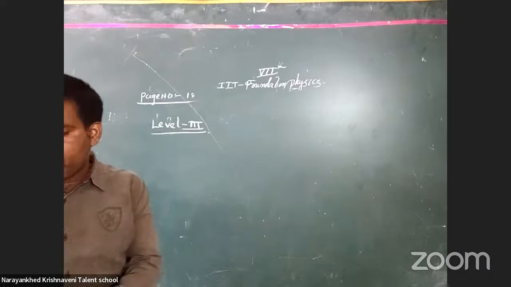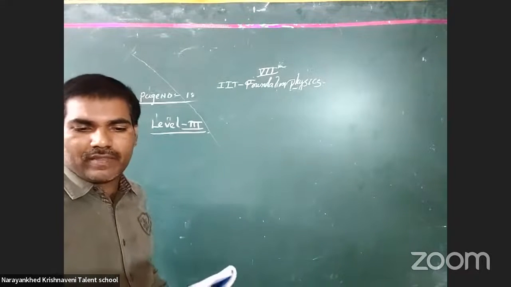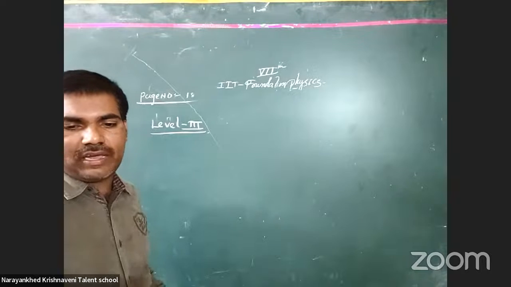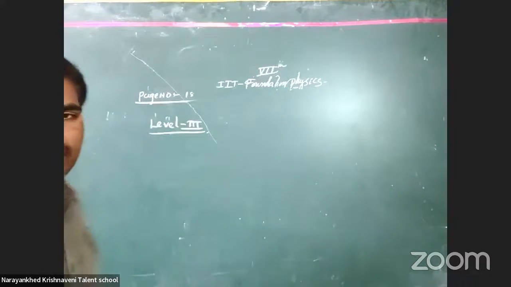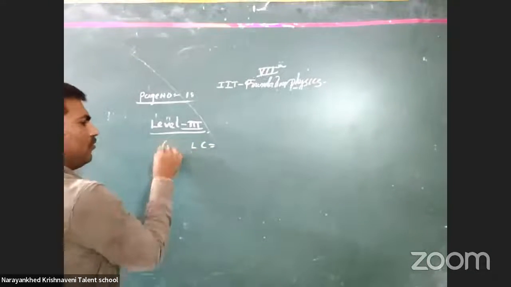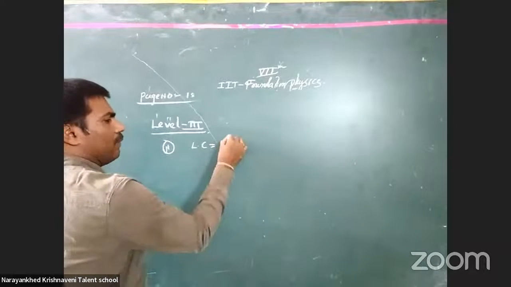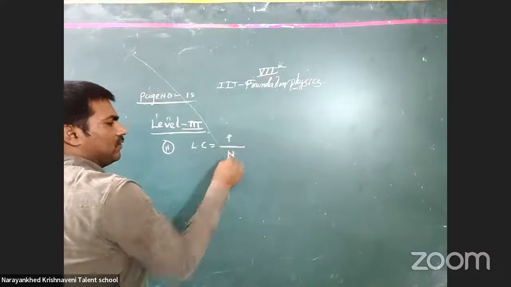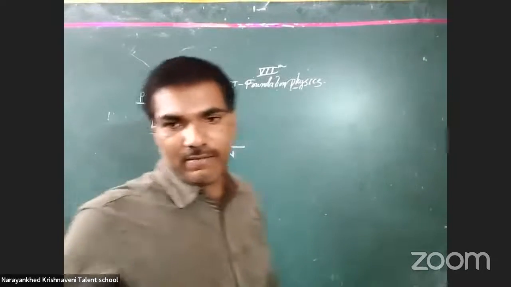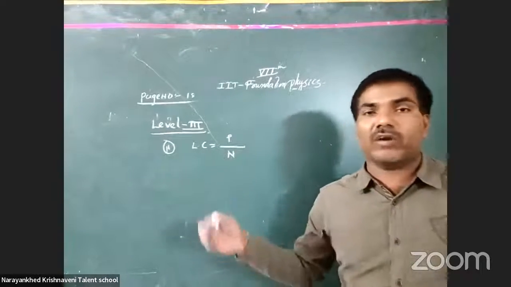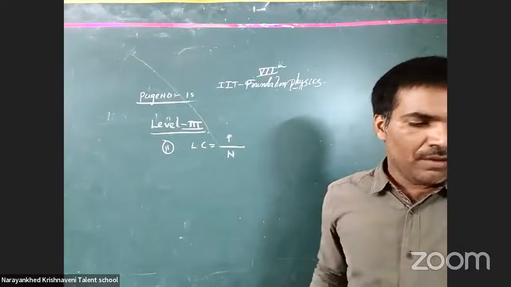This is level 3, check it once. If the pitch of the screw is 0.1 mm and there are 100 divisions on the circular scale, what is the least count of the given screw gauge? You know very well. The hint is that everything is based on the least count. Least count is equal to the pitch of the screw divided by the number of its scale divisions. Here the given pitch of the screw is 0.1 mm, and the number of scale divisions is 100. Then 0.1 by 100 is 0.001 mm.